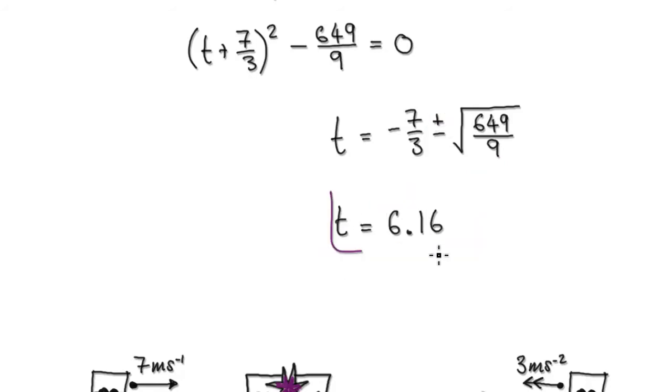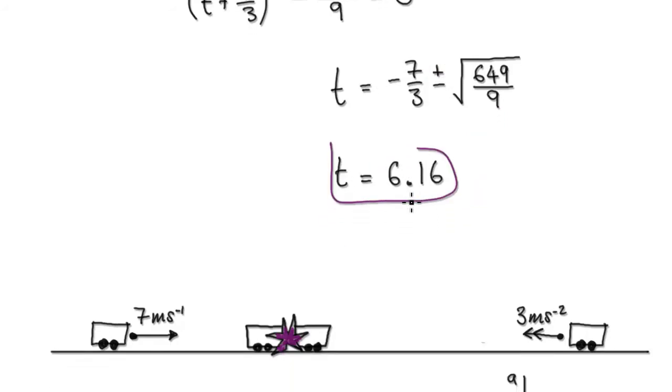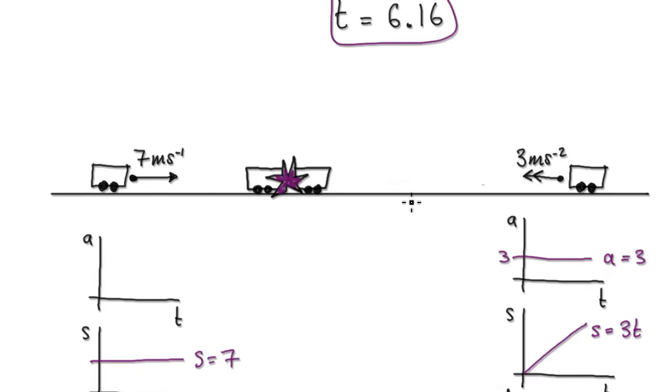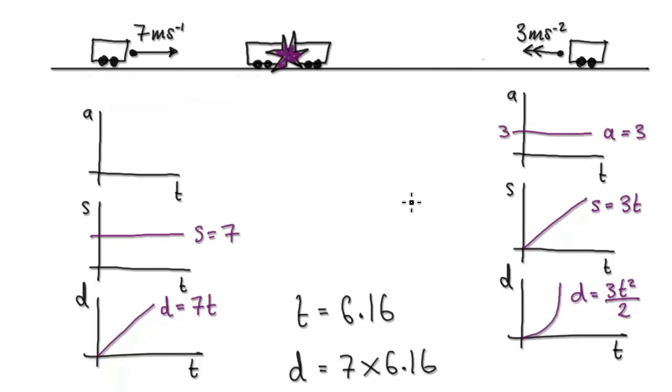So the time at which the two cars will crash will be 6.16. So the two cars will crash when t equals 6.16. So that's when the cars will crash.